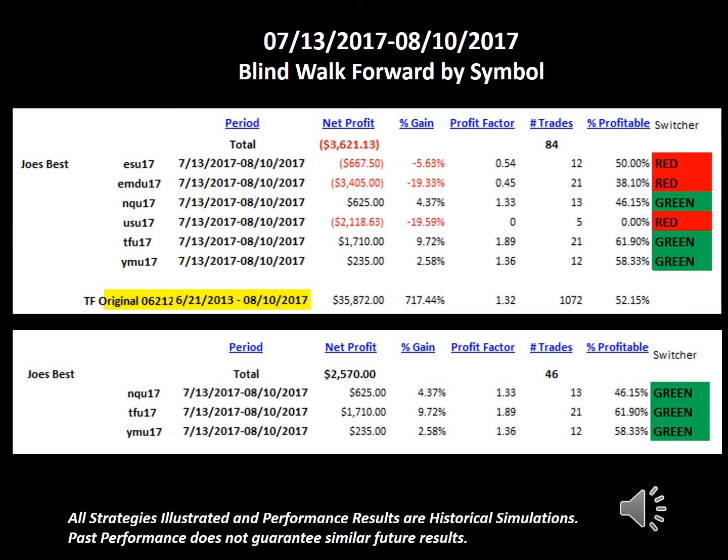lost $36.21. And just keeping track of that original tune of the shapes, it's up $35,872 since 2013, and that includes the drawdown. That's not using the switcher, that's just including the drawdown. Using the switcher, it would be up about $52,000. So you can see over a long-term period, the switcher has some import.